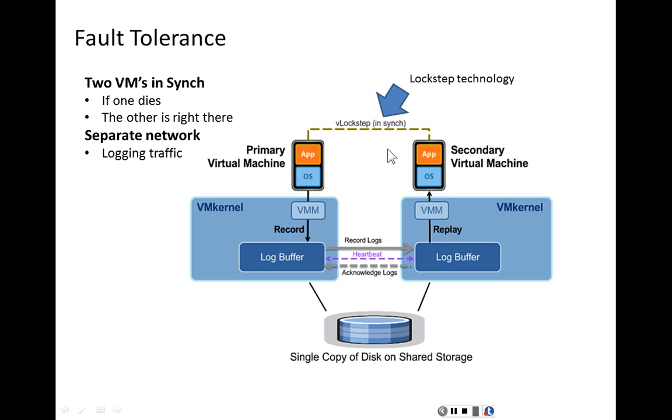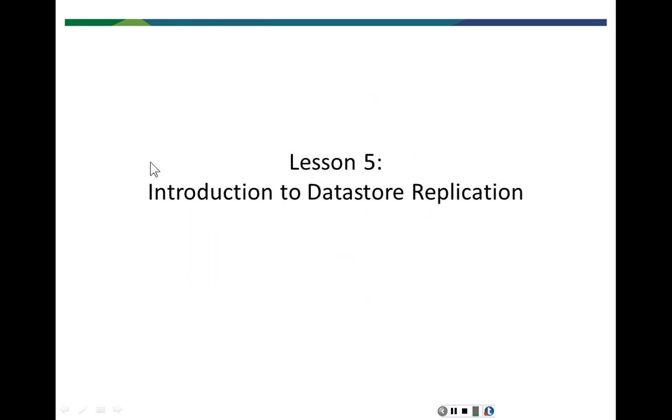The way they remain in sync is the lockstep technology, which they also call logging traffic, and that traffic can be so high you might even want to get a separate network just for the logging traffic. Now you already have one network for the production network and a second network for the storage area network. You might even want a third physical network connection to hook the ESXi hosts together solely for the purpose of logging traffic for fault tolerance.